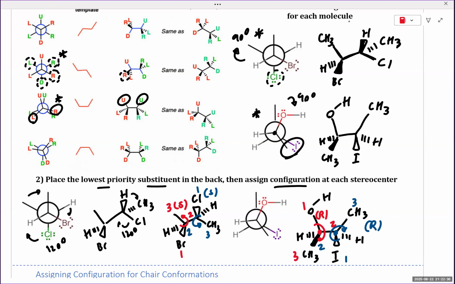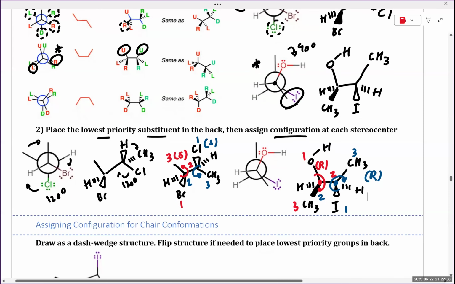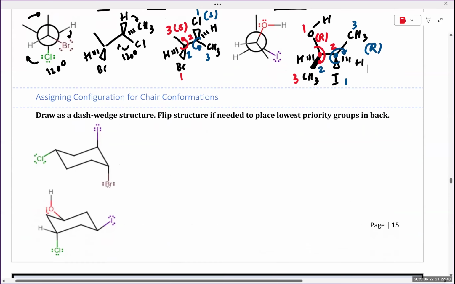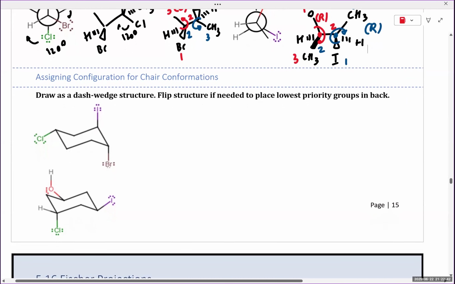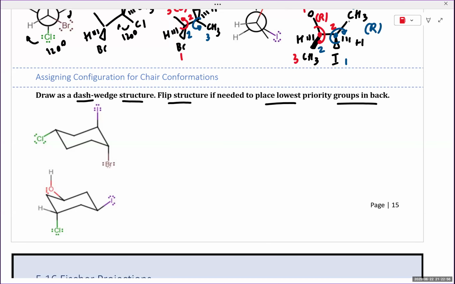Wonderful. So we know how to assign the configurations from Newman projections. Let's now talk a little bit about assigning configurations for chair conformations. In this case, you draw the chair conformation and you take the chair conformation and convert it to a dash wedge structure. If needed, you can flip the structure to place the lowest priority groups in the back.